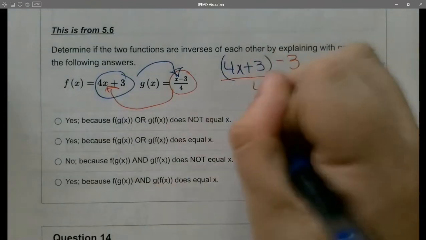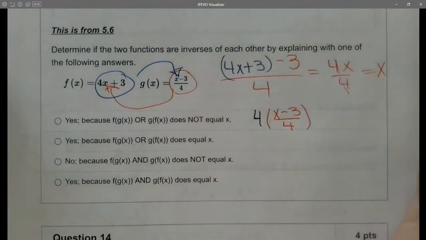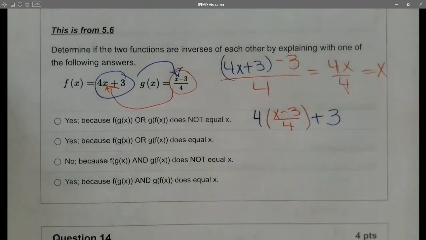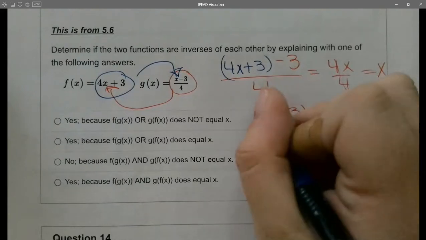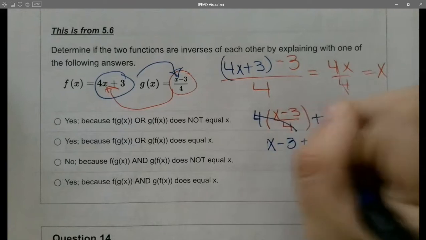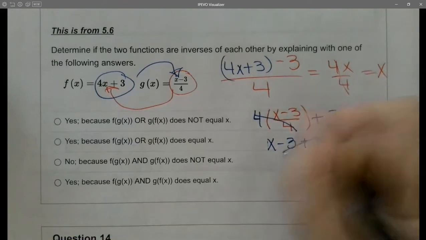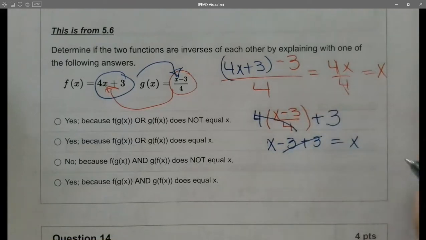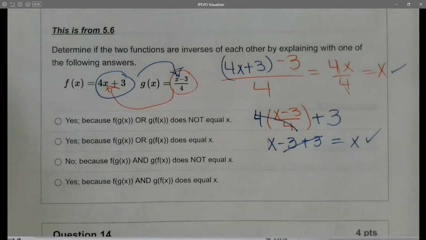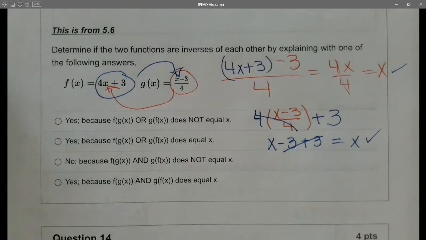So I have 4 times the quantity x minus 3 divided by 4, plus 3. Then I want to go ahead. I have the 4 here and the 4 on the denominator. Those cancel out. I get x minus 3 plus 3. That cancels out, and I just get x. So this worked on both times when I checked it. It gave me x out. So I'm looking for a yes answer.